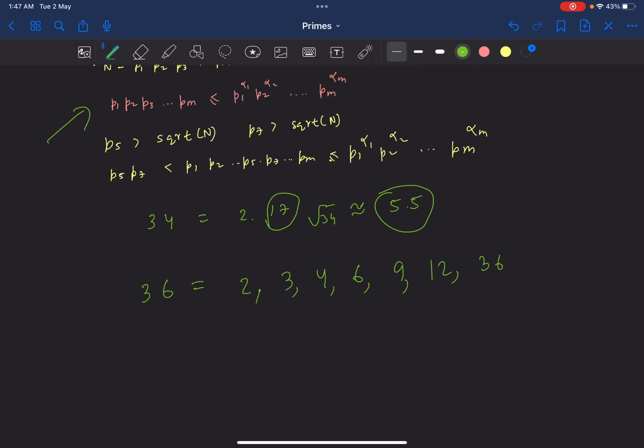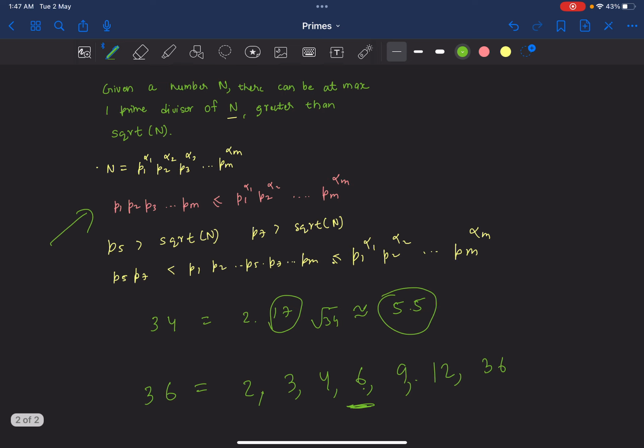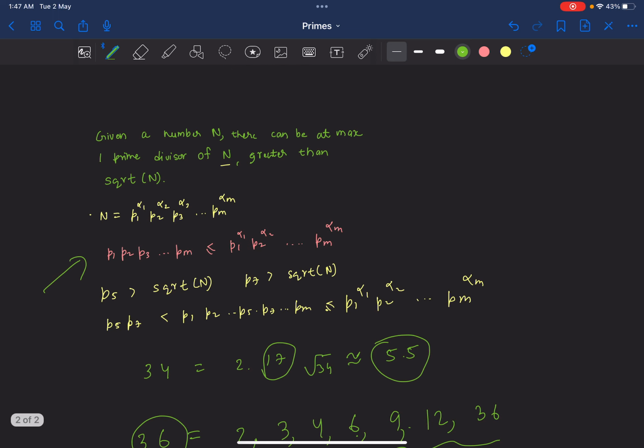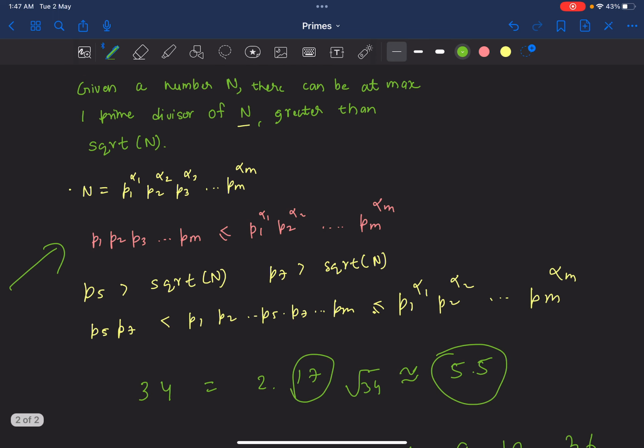They are all divisors of 36. So if you see, the square root of 36 is 6, and we have 4 divisors which are greater than square root of n. But here in this case we are only talking about the prime numbers. So if you see, greater than 6, there are in fact 0 prime numbers which are dividing 36, which actually is correct, because our claim was that there can be at max one prime divisor of n.